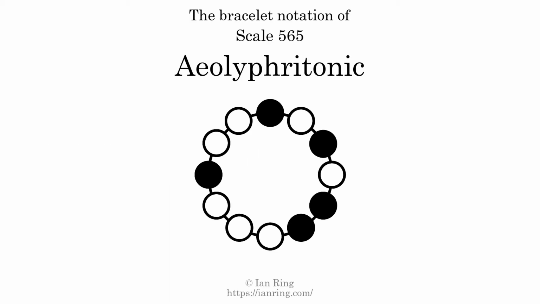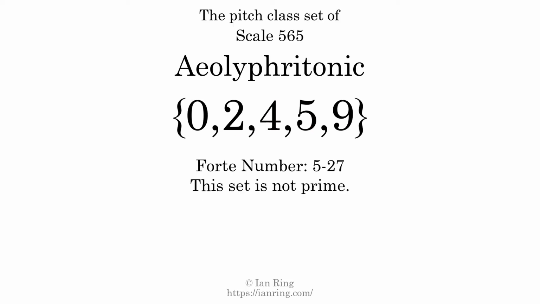This is a bracelet notation diagram of scale 565. The shaded circles represent tones that appear in the scale, and they are read clockwise, starting at the top. The pitch class set for this scale is 0, 2, 4, 5, 9. The fault class is 527. This set is not prime.